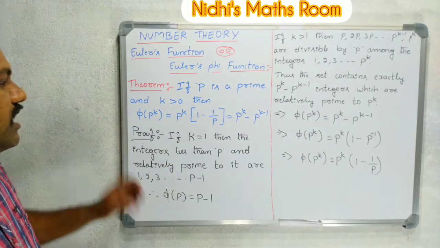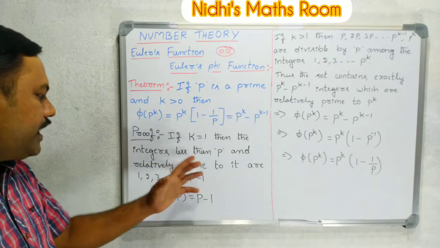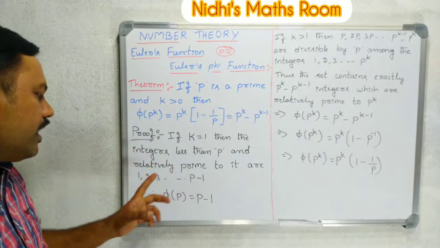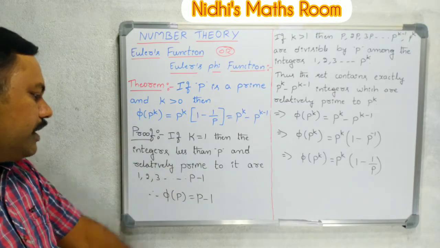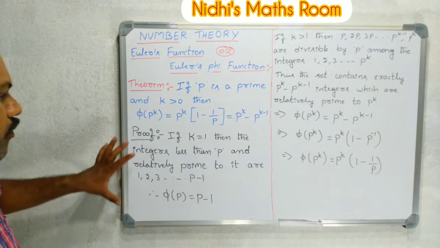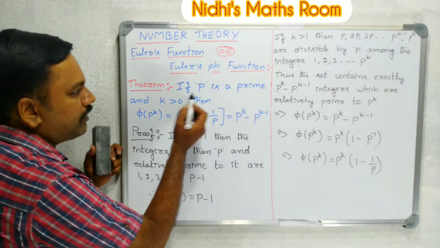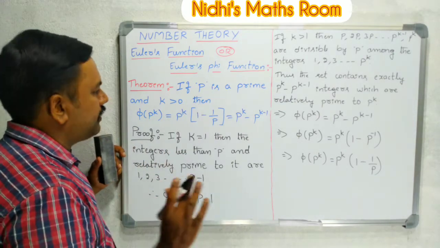The proof of this theorem is, if k is equal to 1, then the integers less than p and relatively prime to it are 1, 2, 3, and so on up to p minus 1. Therefore phi of p is equal to p minus 1. What does it represent? Here p is a prime number. p is a prime number.